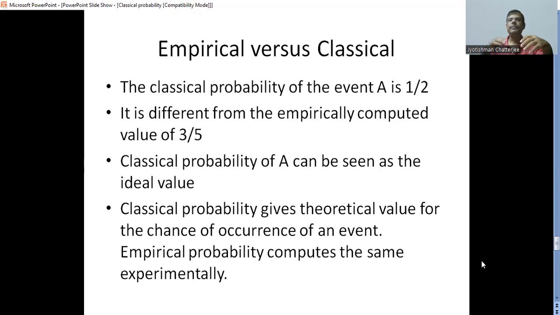Classical probability is some kind of ideal value, right? And it gives a theoretical value. In order to calculate that, you don't need to perform any experimentation. However, empirical probability is always experiment-based. You perform the random experiment a number of times, find out how many times the event occurred, take ratios, and then find out the empirical value of the probability.